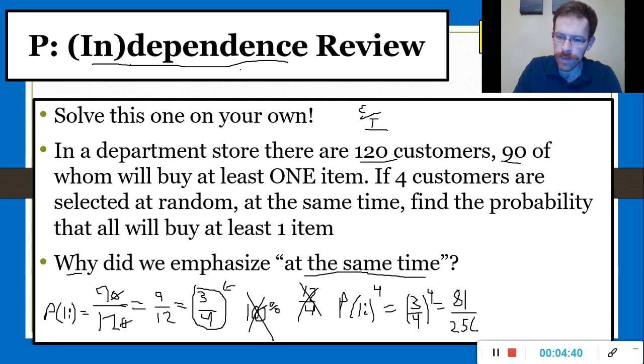Now, ladies and gentlemen, I did do this earlier, and I don't think you can break down 81 out of 256, and so that is our answer. If you had 120 customers and you were to select 4 of them at the same time, the probability that they all will buy at least one item will be 81 out of 256.